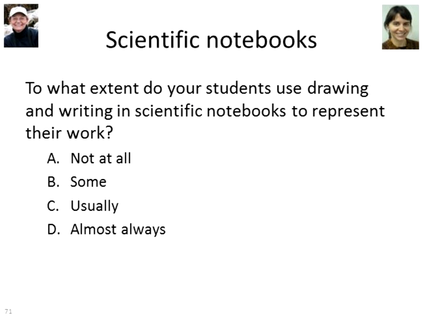So we have some questions here because we're wondering about whether you in our audience are using drawing and writing in scientific notebooks with kids. And so Bryn, if you could scaffold this since we're phoning it in, we'd appreciate that.